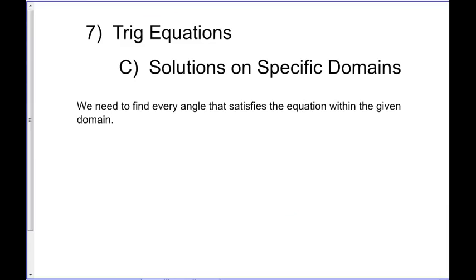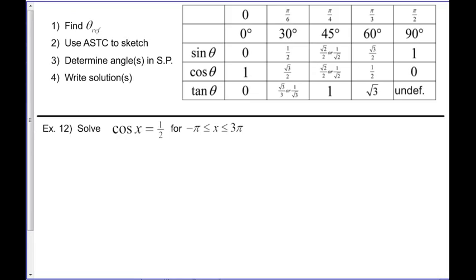Okay, solutions on a specific domain. So we need to find every angle that satisfies an equation, and we're given a specific domain. This actually happened when we did the first revolution, but it was kind of the most basic domain we could have, just the first revolution of your circle. So let's try this.